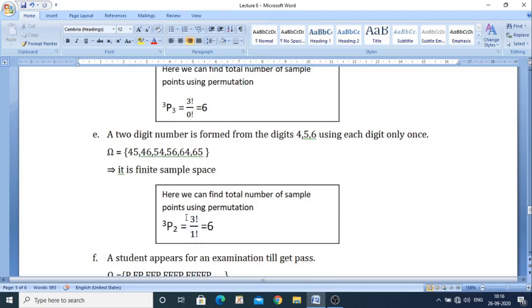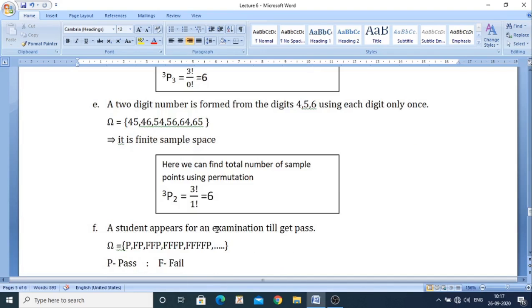Now you can use the permutation. There are 3 digits. You want to take 2 at a time because a 2-digit number is to be formed. So the total number of permutations is 3P2. So 3 factorial upon (3 minus 2), that is 1 factorial. So 3 twos are 6. So the total number of permutations is 6. So it is a finite sample space. Same thing we are getting here.